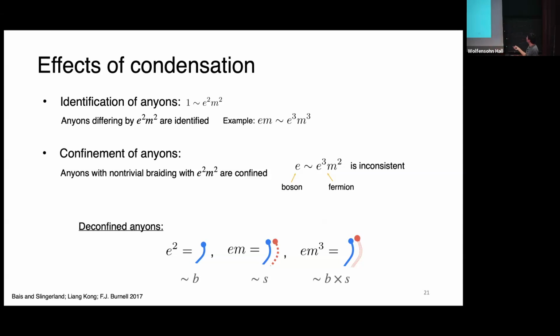So that means many anyons are now identified. EM is the same as E cube M cube because they differ by E square M square. They also confine many other anyons. If the string operators of those anyons do not commute with E square M square, then they become confined. They are thrown out from the low energy Hilbert space. For example, E is confined because it has -1 braiding with E square M square. So the only ones that are left, which I call the deconfined, are E square, which is identified with B.